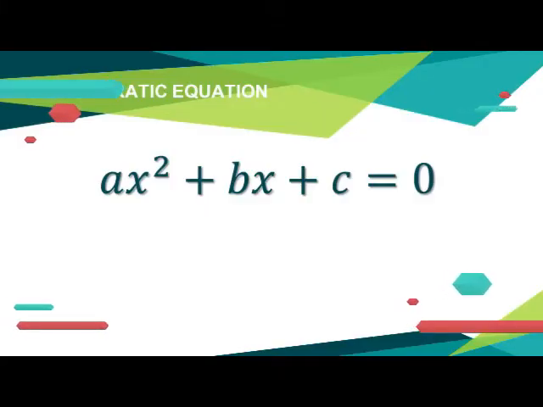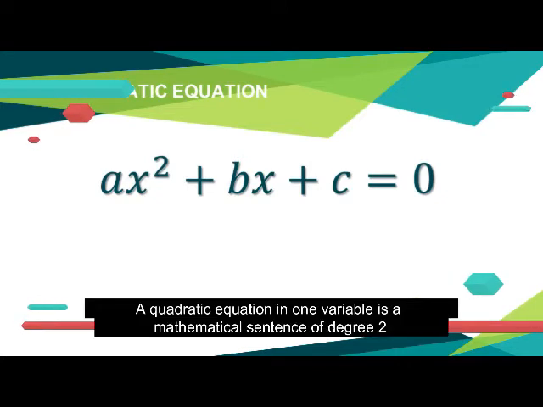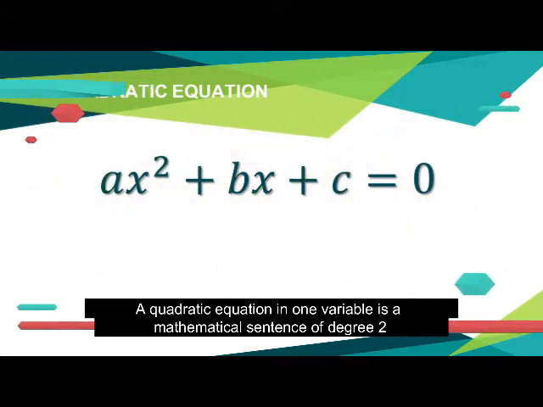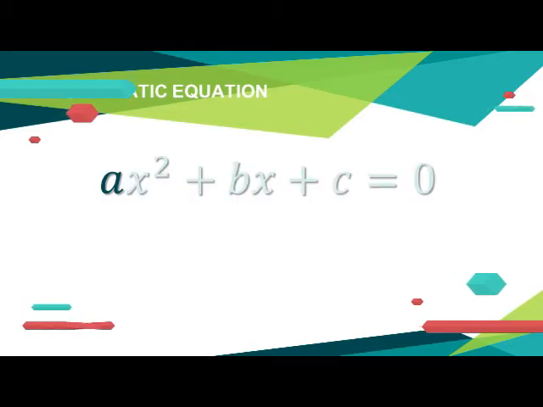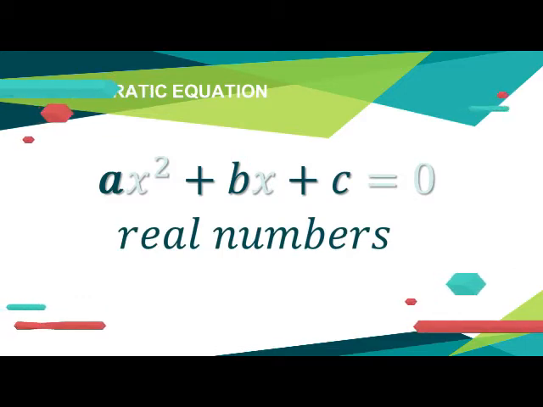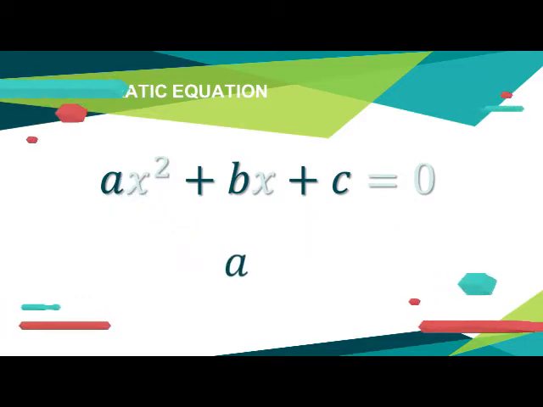A quadratic equation in one variable is a mathematical sentence of degree 2 that can be written in standard form: ax squared plus bx plus c, where a, b, and c are real numbers and a is not equal to 0.